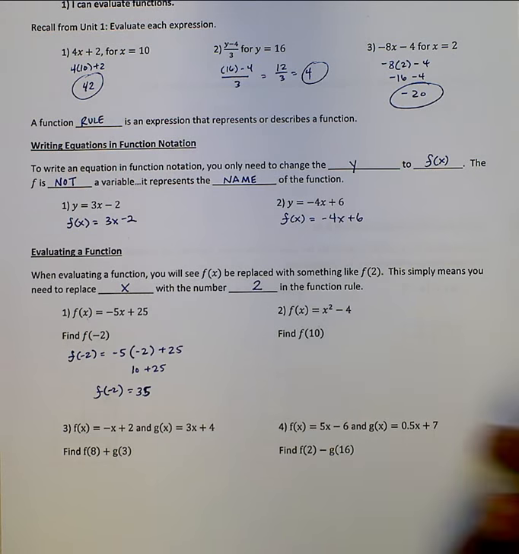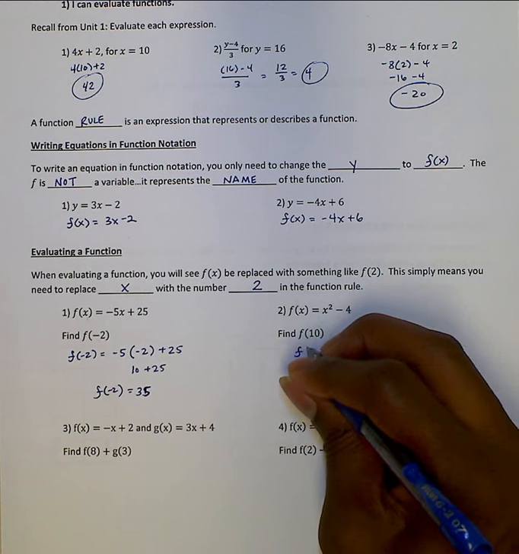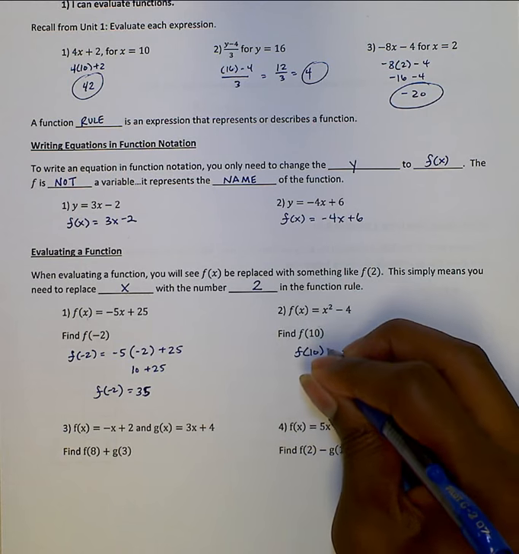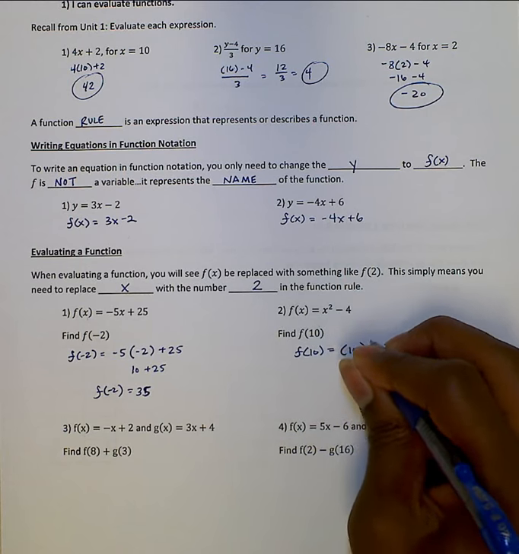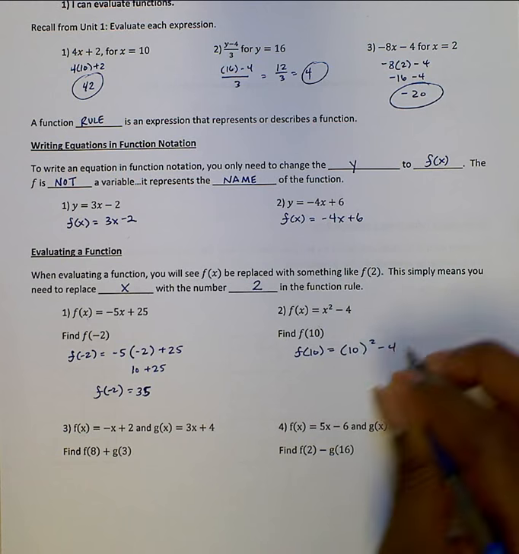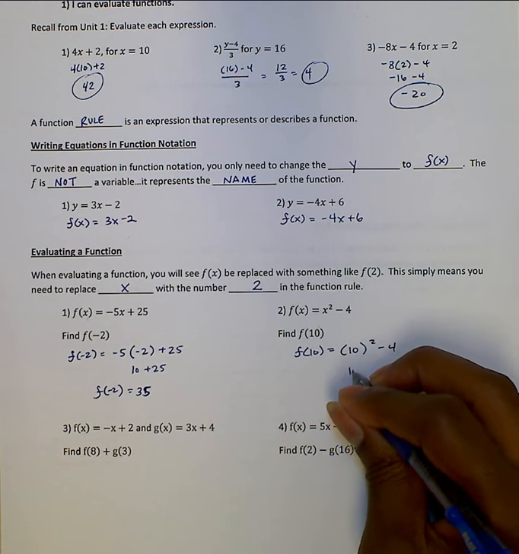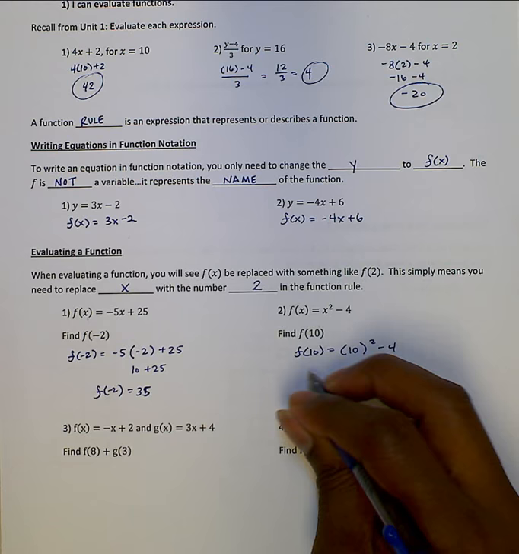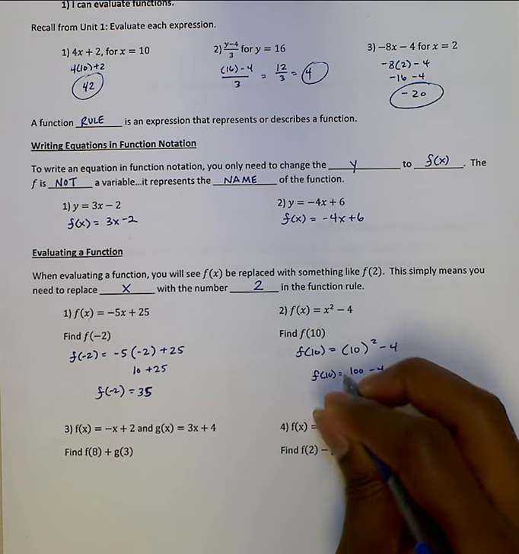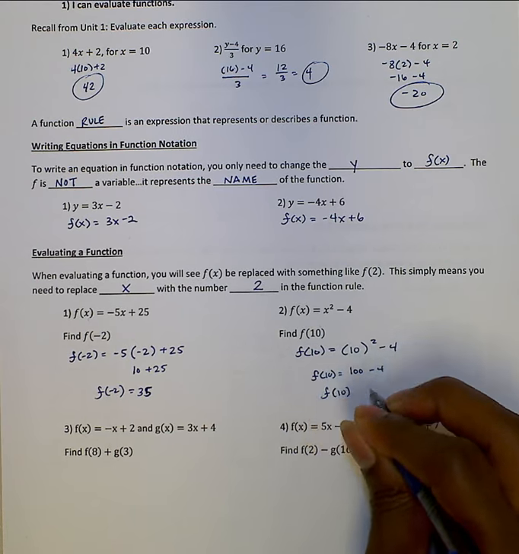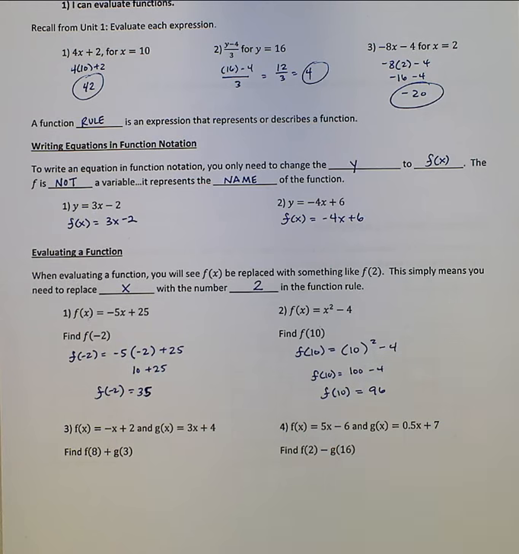I can do the same thing here. F of 10 equals, plug in 10 to my parentheses, minus 4. 10 squared is 100. 100 minus 4 is 96. So f of 10 is 96.